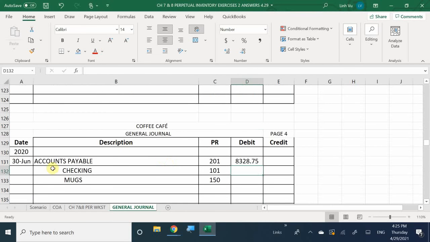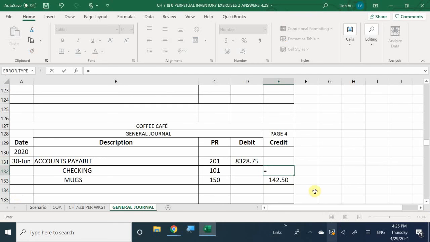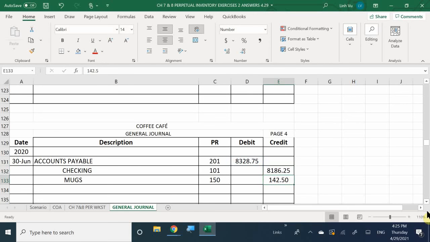In this case, I need to take away $142.50 from my mugs because that amount of money is something I didn't pay for. So I need to take it out from my inventory. So what is my total check going to be? What am I going to write this check out for? $8,186.25. Correct. Because I'm making a payment to all three.